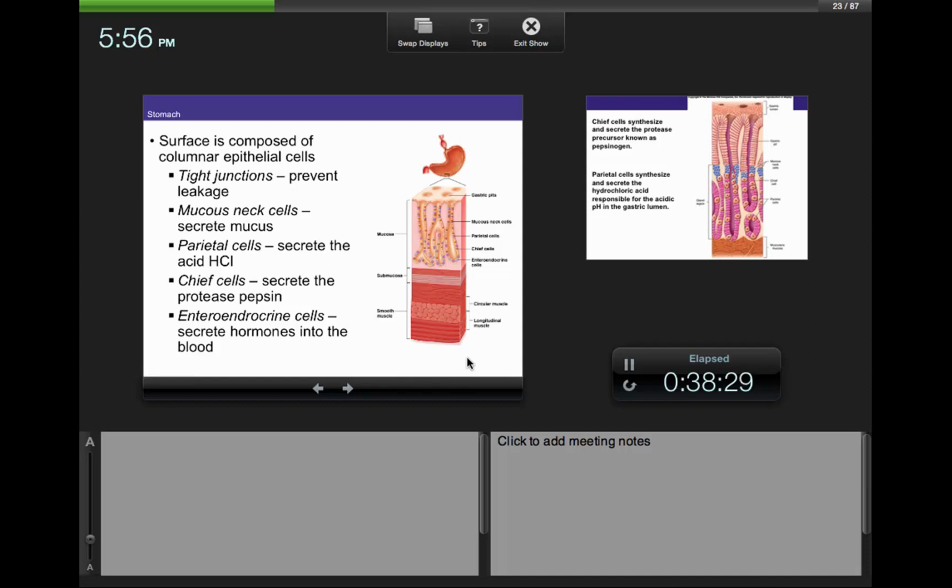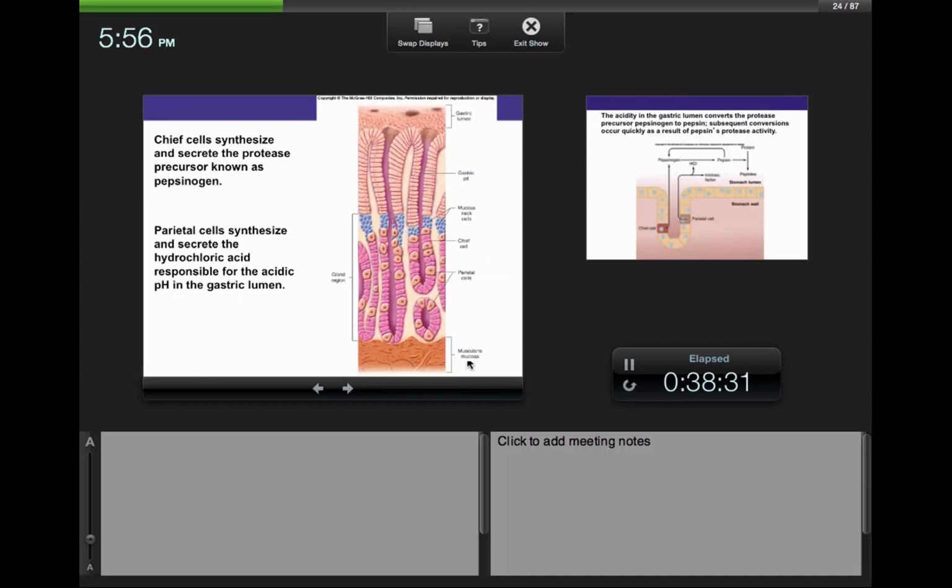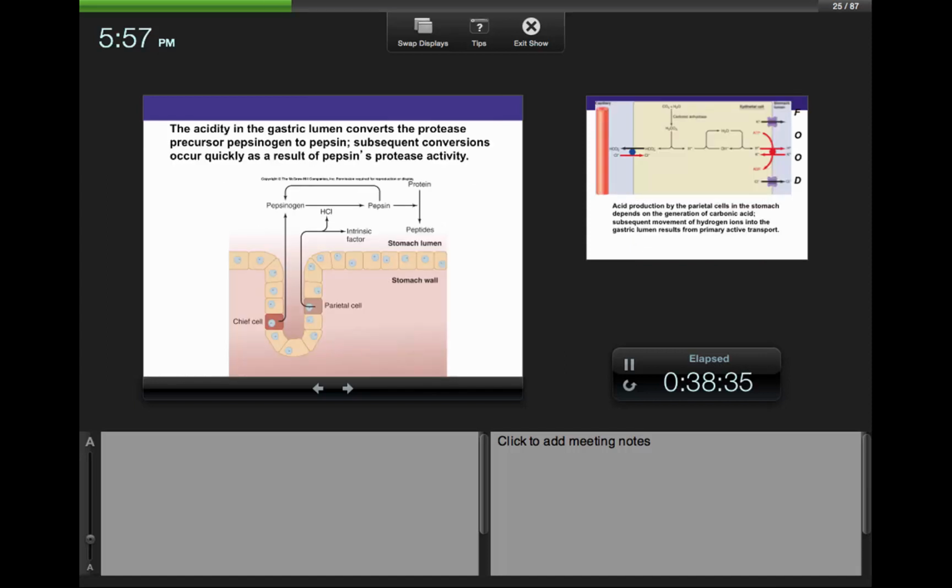All right. So let's talk about what parietal cells do and what chief cells do. The main idea here is the parietal cells secrete acid, but they also secrete one other molecule that I want you guys to know called intrinsic factor.